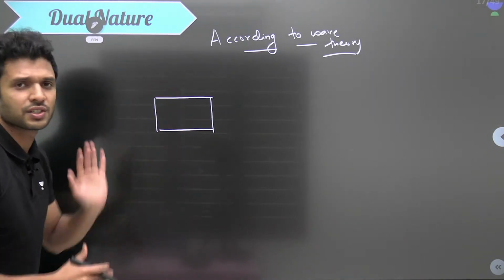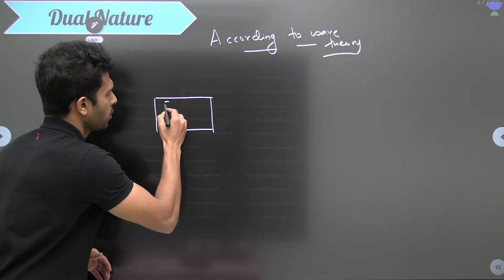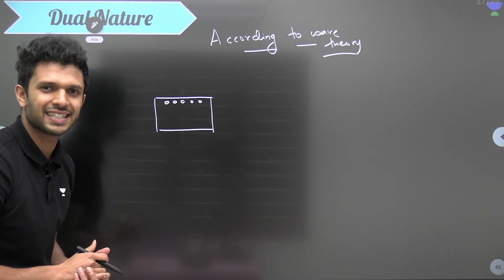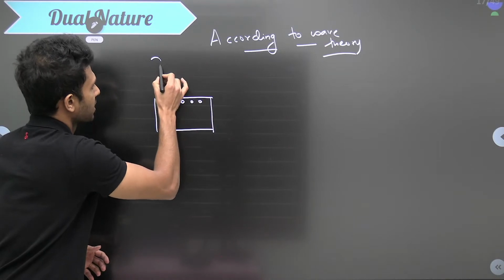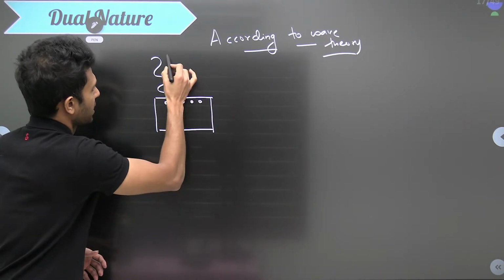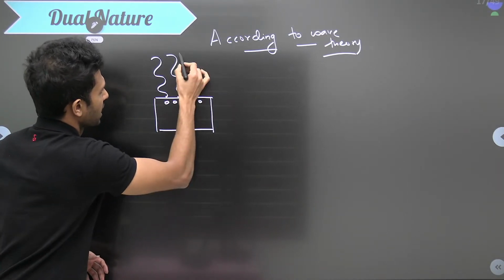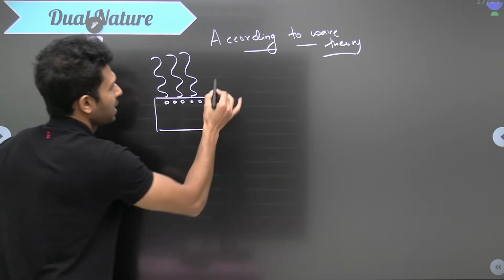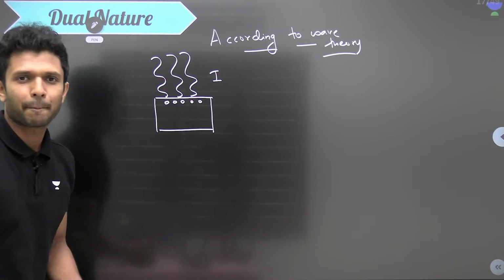So this is our metal. So many electrons are waiting on the surface. Light waves are coming, like this. Light waves are coming. Light waves are coming. Let's say the light coming has an intensity of I.